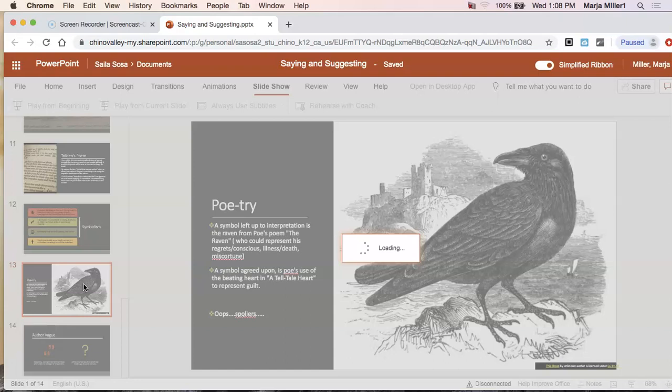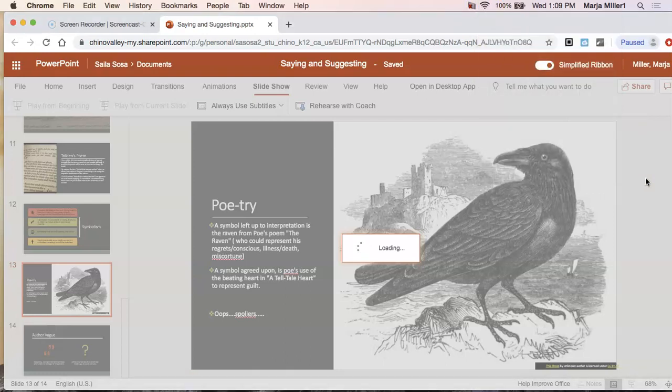One symbol from A Telltale Heart is an example of a symbol that can be agreed upon. When the murderer is being interviewed by the police, sitting over the dead body that he chopped up and put under the floorboards, he begins to hear a heartbeat. In all of the literature classes I've read this in, everyone agrees that's his conscience. It represents his guilt for the murder. You really won't find a dissimilar interpretation of that.